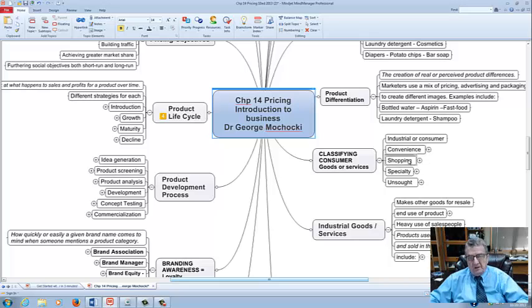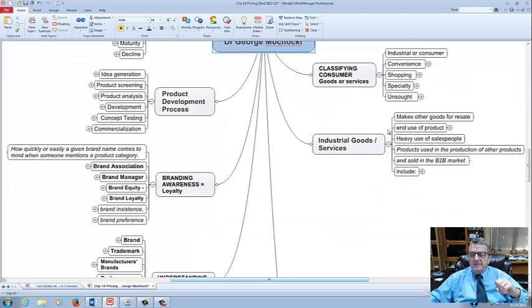Shopping goods I might buy several other times. Specialty goods maybe a one-time deal. Unsought goods again maybe a one-time good deal. But if that is my service, my product, how do I price that so I get customers in?